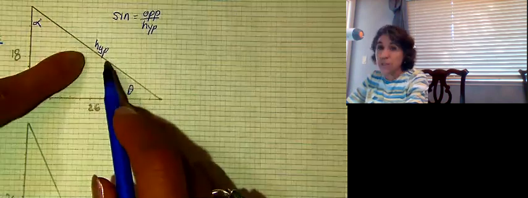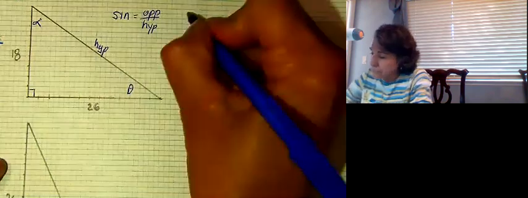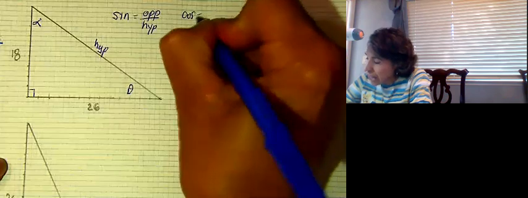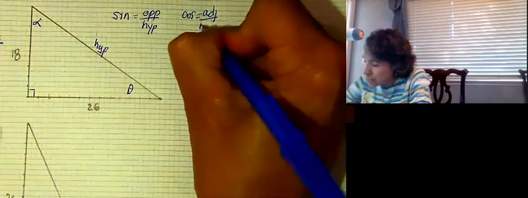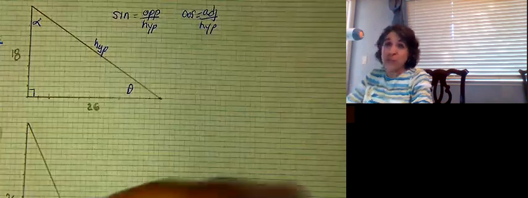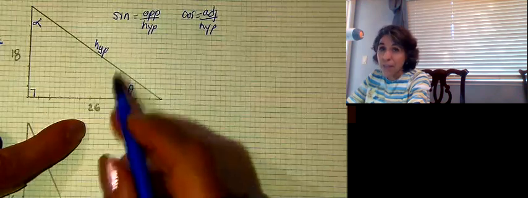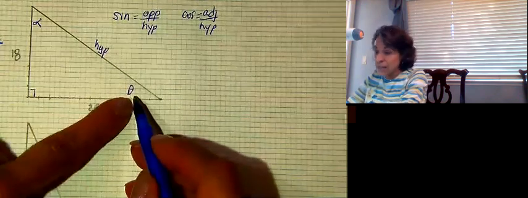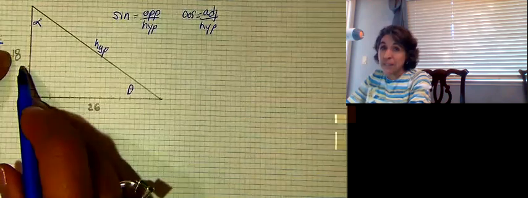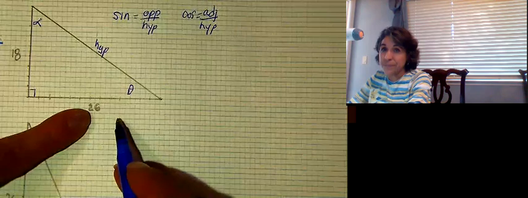And this guy here is the hypotenuse. Okay, all right, what's the cosine? Cosine is not the opposite, it's the adjacent over the hypotenuse. So the adjacent is the opposite of the sine because you only have three choices: the opposite, the hypotenuse, and the adjacent. So if the opposite is 18, then the adjacent is 26, right?